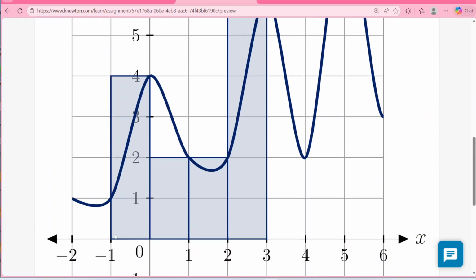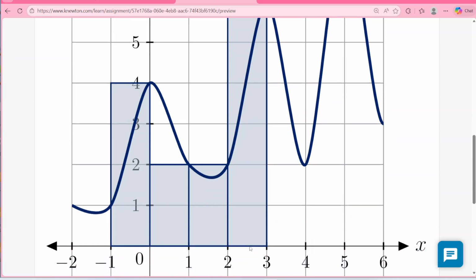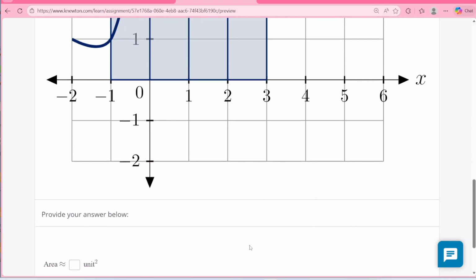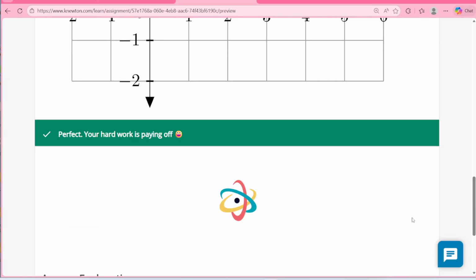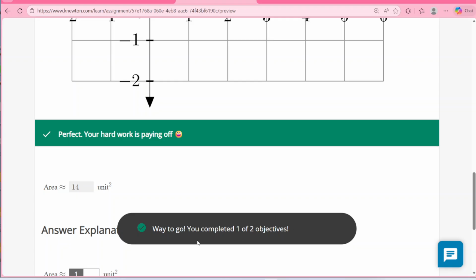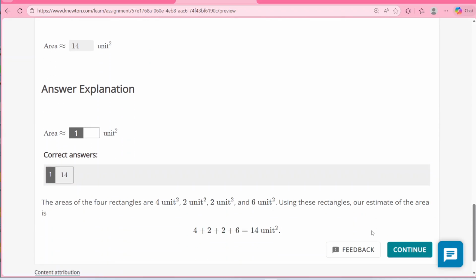What's the approximate area? So again, I got a 4 by 1, 2 by 1, 2 by 1, so that's 8 there, and then a 6 by 1, 8 plus 6 is 14. So the area under that curve over that interval is approximately 14 square units. So I'm typing in 14 there. All right, cool. So once you've completed an objective, it'll tell you how many more you got to go, right?